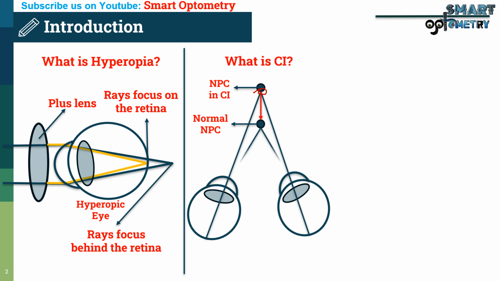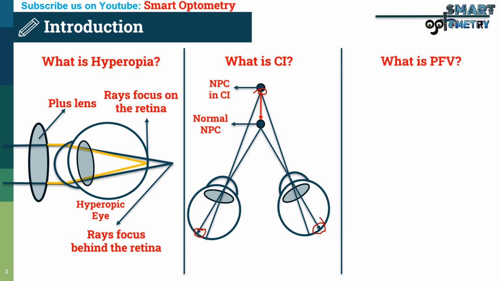That leads to the rays coming from an object focusing in an extrafoveal area of both eyes. When rays focus in the extrafoveal area of both eyes, the image becomes double and blurred. This happens due to inadequate positive fusional vergence in convergence insufficiency.